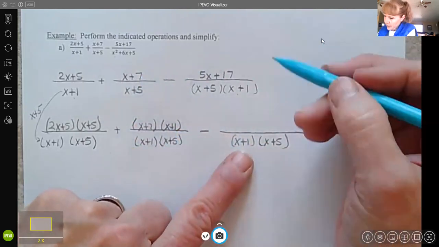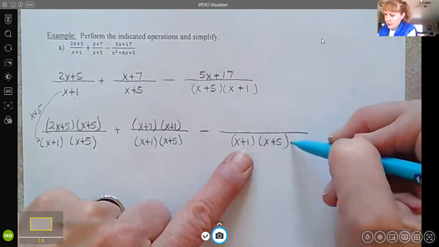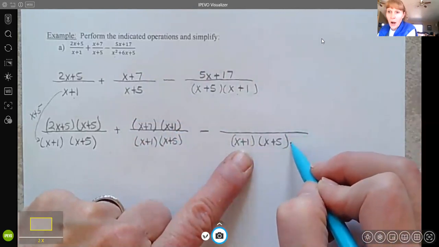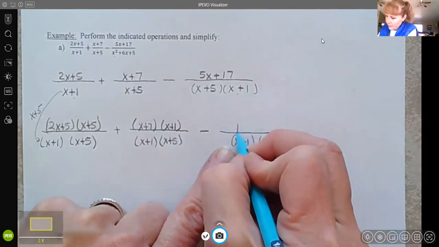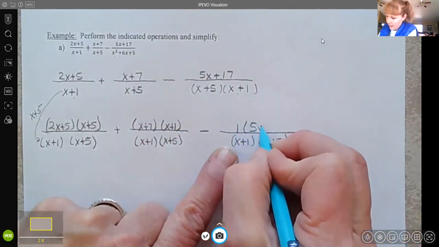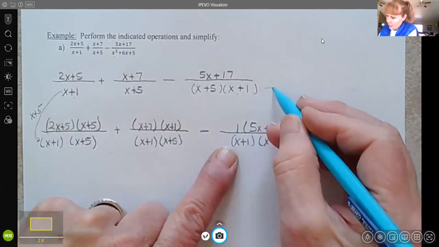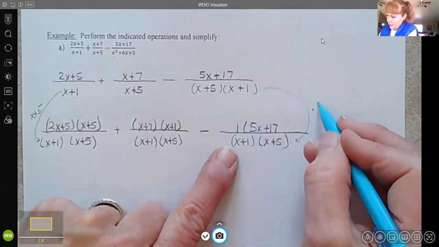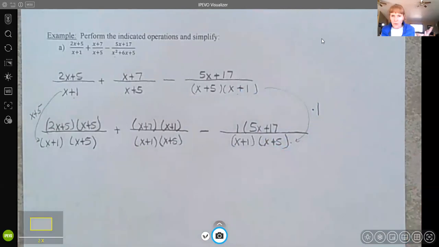Let's go to the next one. To go from here to here, I just have to multiply by the number 1. So you can even put that if you want to, 1 times 5x plus 17, because that's what I multiplied by to go from this to here. I wasn't missing anything, just a 1. It's multiplied by 1. So there's our equivalent fractions. And so now in order to add and subtract them, I'm going to have to multiply those numerators out so I can combine similar terms.